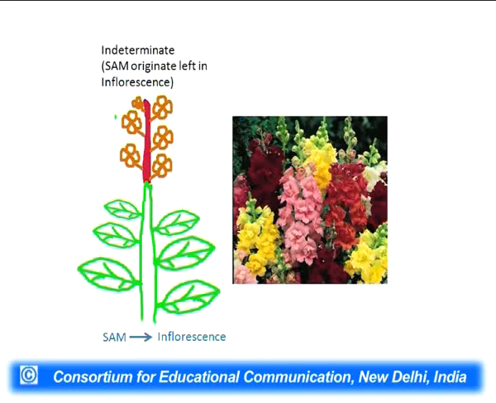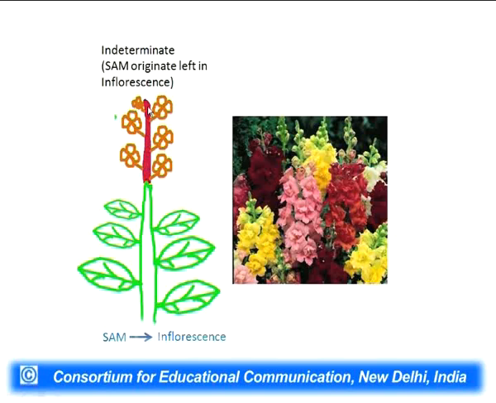So, as I have told you some time back, there are two types, indeterminate and determinate. If you look into this scenario, what I have shown you here, the shoot apical meristem over here converted into inflorescence meristem and gave rise to flower after flower.